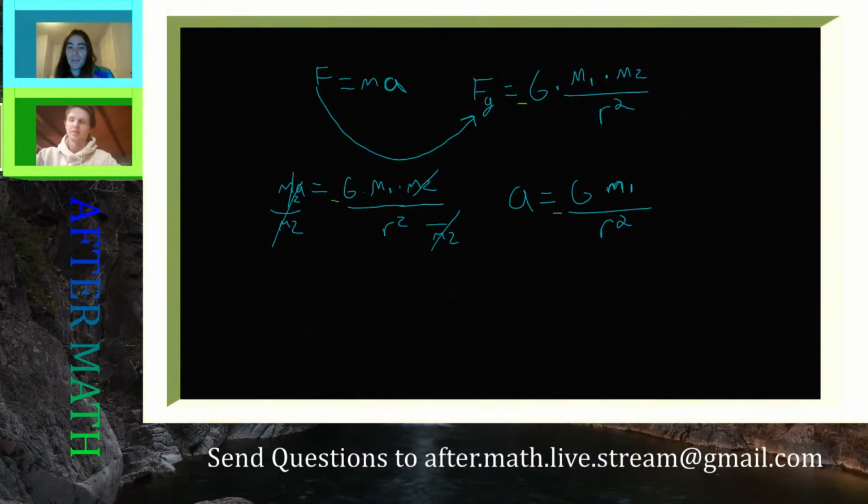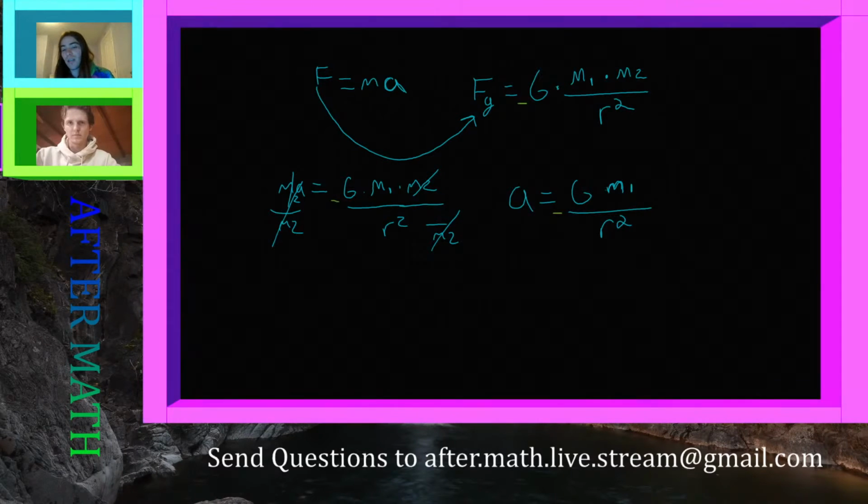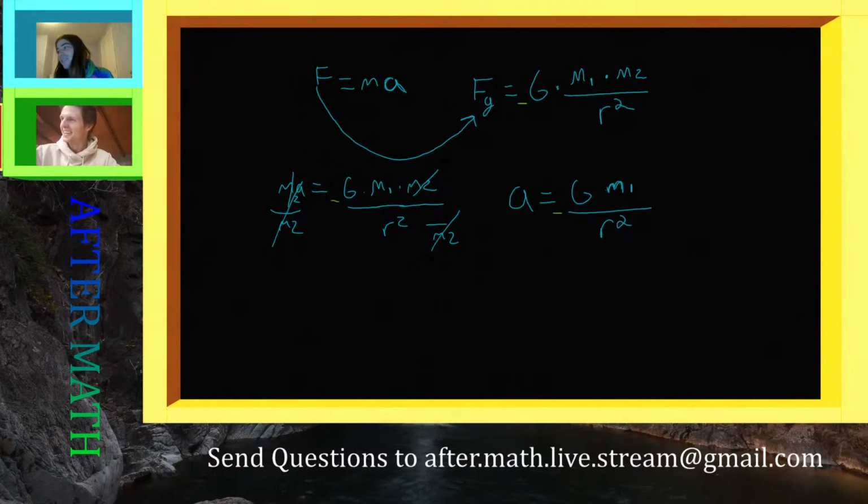If it was the other way around, if we were trying to figure out the acceleration of the Earth compared to the piece of paper, the mass of the Earth wouldn't matter, but the mass of the paper would.